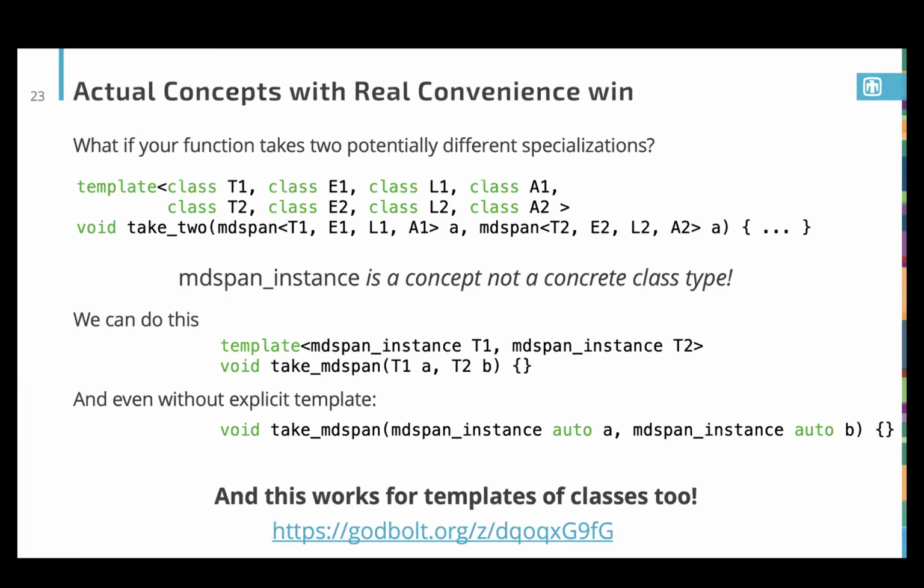And the same thing can be done in the non-templated way, where you use that concept with the auto keyword together. And now A and B still don't need to be the same mdspan type. They can be different mdspan types, but you don't have to have these 8 template parameters anymore. And that really improves readability and whatnot of your functions. And it expresses still that this has to be an mdspan.